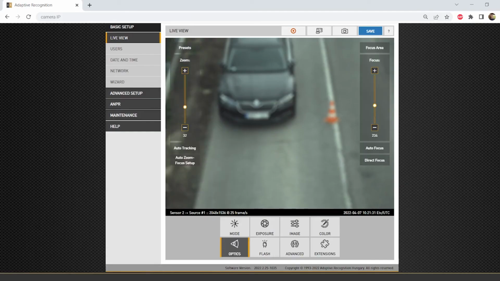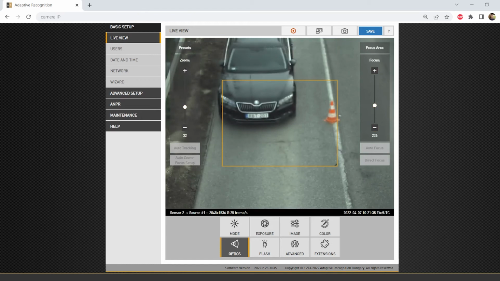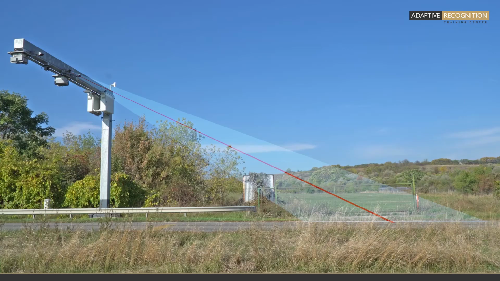And after the physical installation, we need to set up the image and image making processes, so in the next episodes I will show you how to set up the optics and also how to set up the image generation process, aka the triggering. So stay tuned and see you next time.